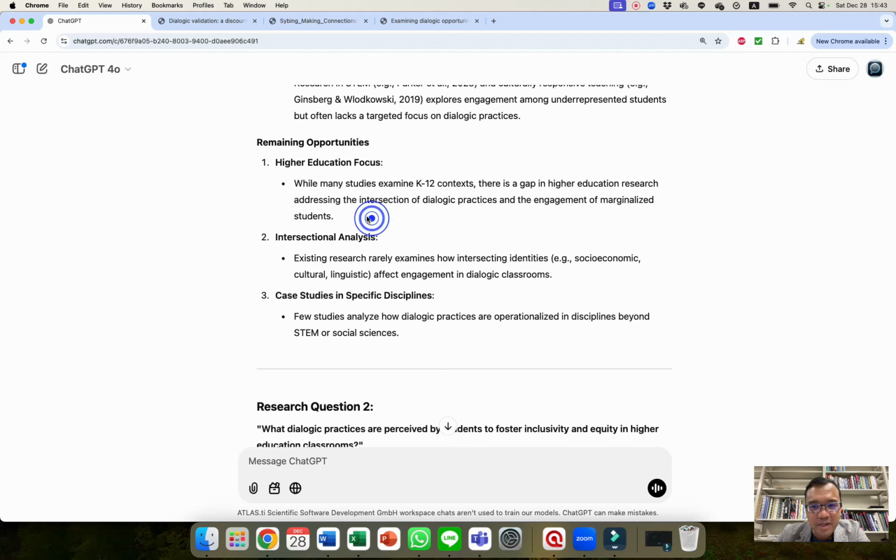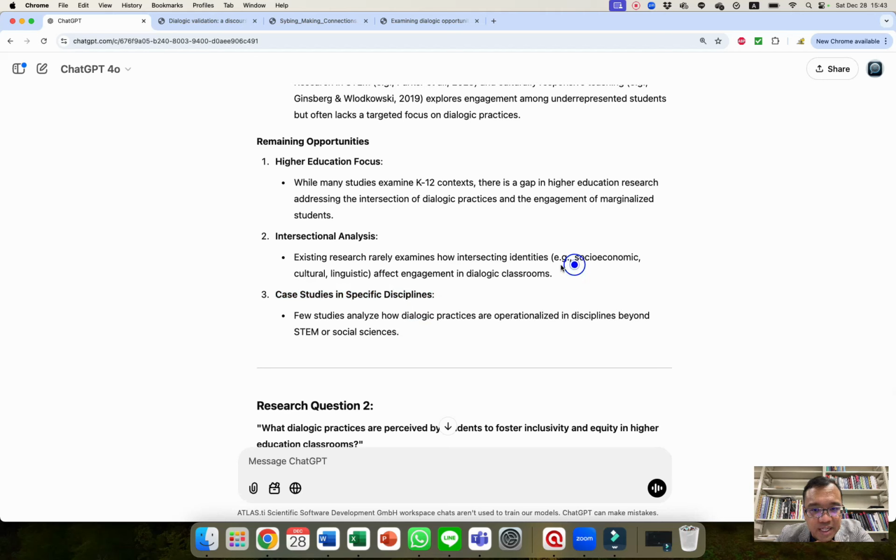There's a gap in higher education research addressing the intersection of dialogic practices and engagement of marginalized students. So we're still on this kick on marginalized students, those at the socioeconomic margins, those who are lacking in the necessary linguistic resources, etc. Case studies in specific disciplines. So we might want to adjust our studies to subject matter disciplines that have not yet been explored. And intersectional analysis after affect engagement in dialogic classrooms, sure.